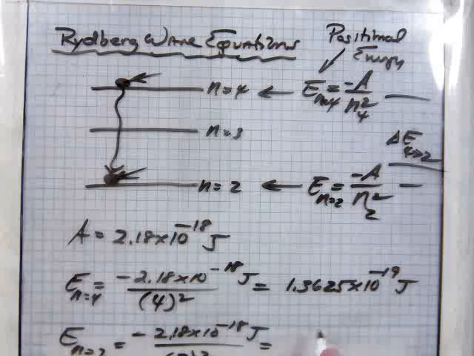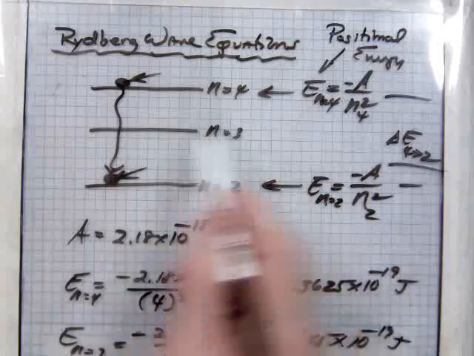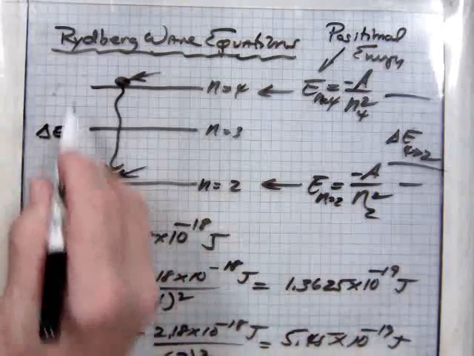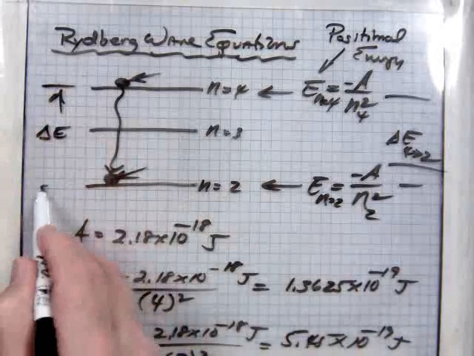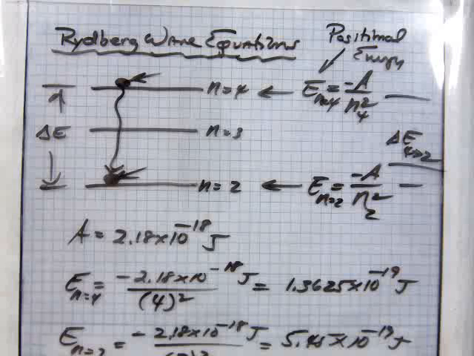And this one's 5.45 times 10 to the minus 19th of a joule. So I want the delta E for the 4 to 2 transition. Of course, that would be second minus the first. That'd be E2 minus the E4.